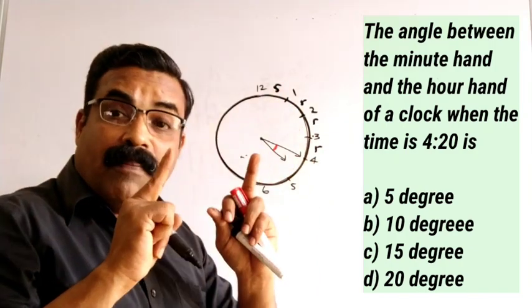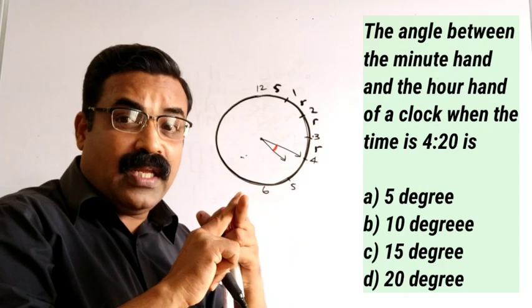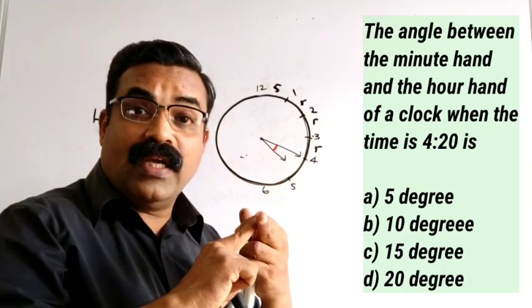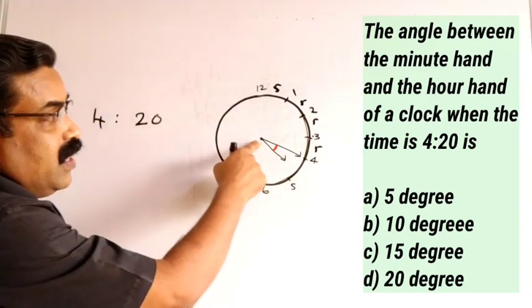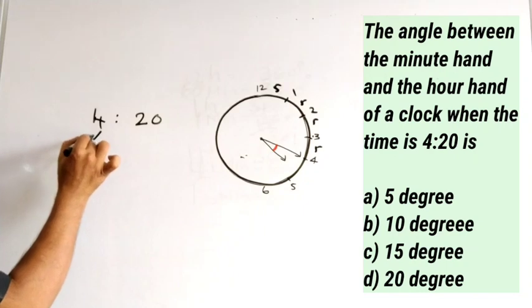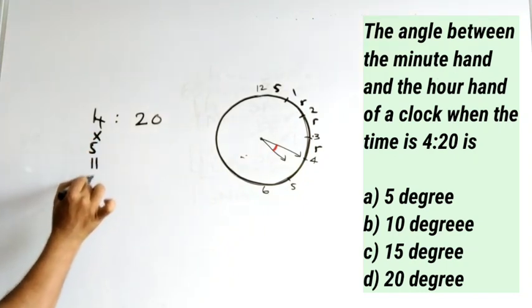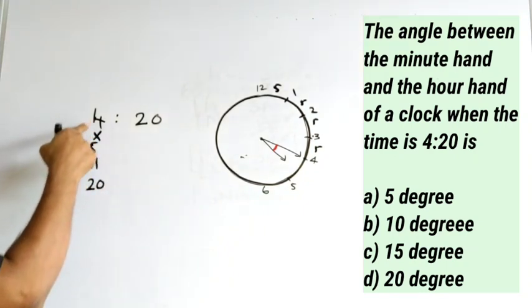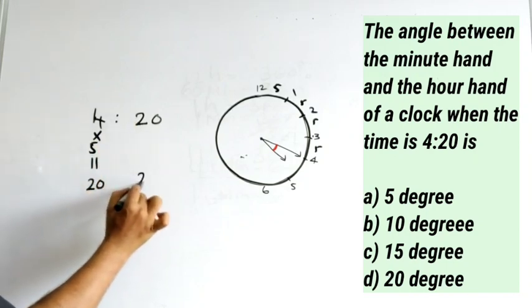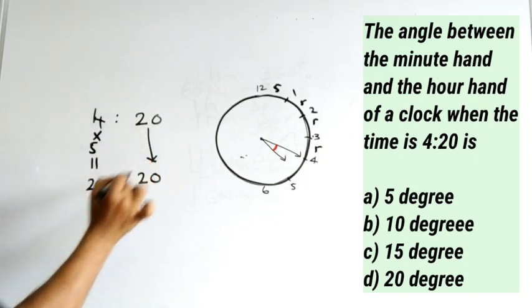Converting that 4 multiplied by 5. Because we are not finding out the time here, we are finding out the angle. So this needle is just after 4. So multiply this 4 by 5, we will get 20. And the minute here is also 20.